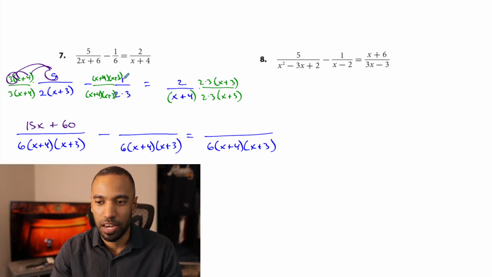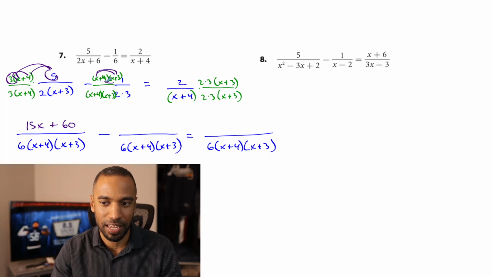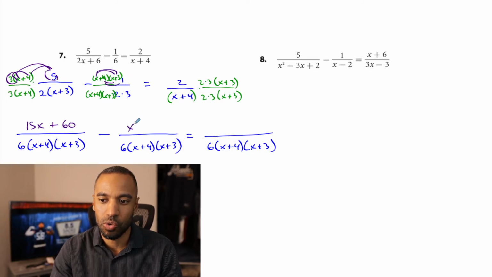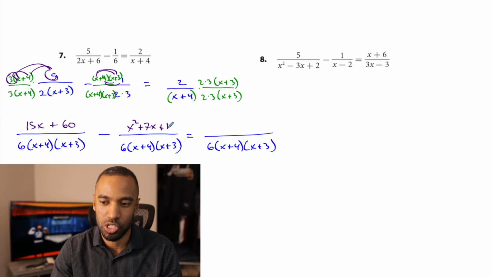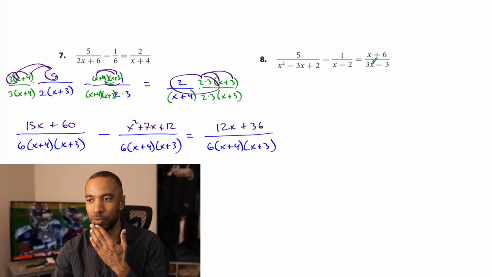That minus there, we're going to have to be careful with that. But the 1 doesn't do anything to the x plus 4 times x plus 3, but I got to FOIL that out. So that is x squared plus 7x plus 12. And then right here, 2 times 2 is 4 times 3 is 12. So 12 is going to distribute into x and 3. That's 12x plus 36. Whew! And I need room for this other problem.